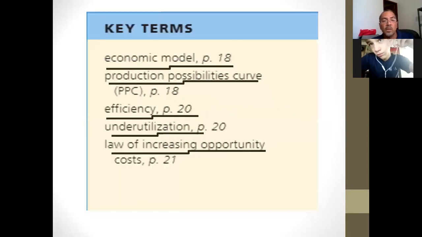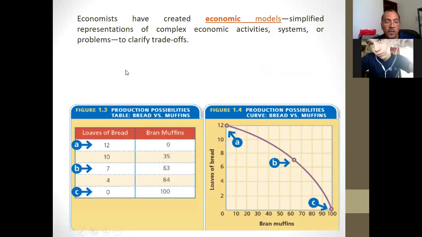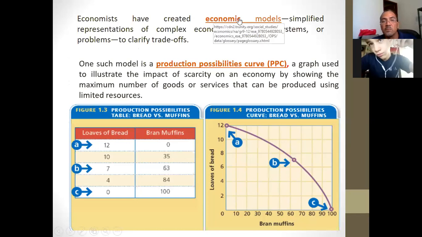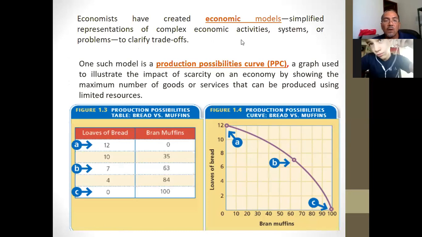Now, the vocabulary is this one, and the meaning is already in your book. You have to read it and understand these definitions. Over here there is an example of what a production possibility curve is, that is the topic we are dealing with. It says economists have created economic models. So this is a model that represents some information in the economy. It says economic model: a simplified representation of complex economic activities, systems or problems to clarify the trade-off.